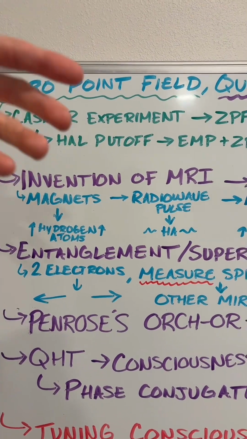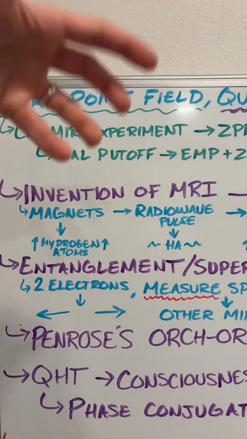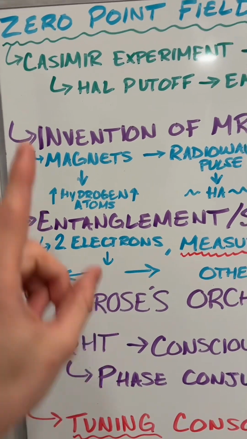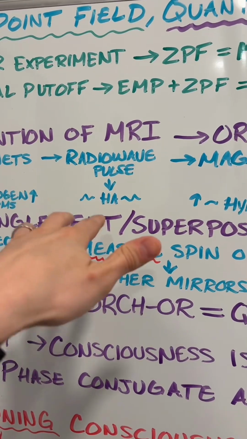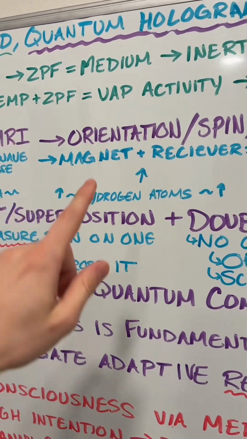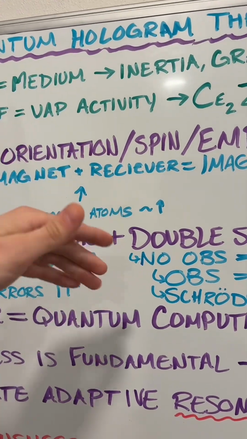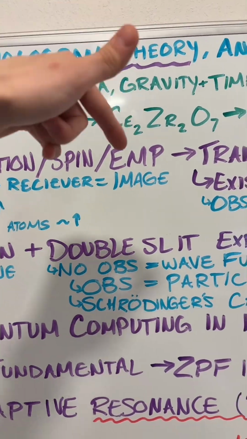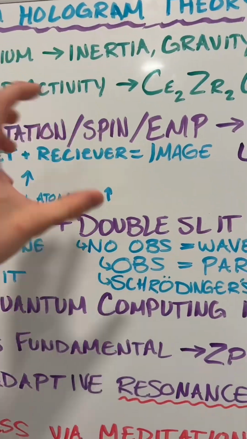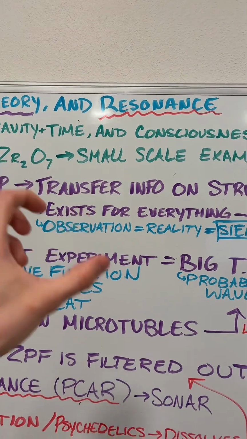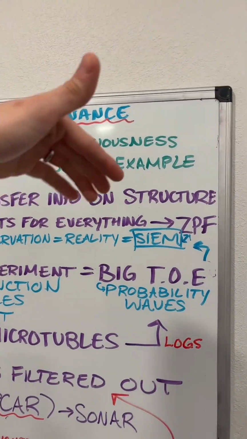The best way to explain how the 0-point field interacts with this quantum hologram theory is the invention of the MRI. They have really strong magnets. They point at your body. Your hydrogen atoms point up, and they send a radio wave pulse that disrupts what they're doing. Then the hydrogen atoms, as they're reorienting themselves back to the magnet, are measured by very sensitive receivers that measure the orientation, spin, and EMP, electromagnetic properties of these particles, and then they generate an image. Why this works is because each particle orients itself differently, which then transfers information on how it's surrounded in the structure.